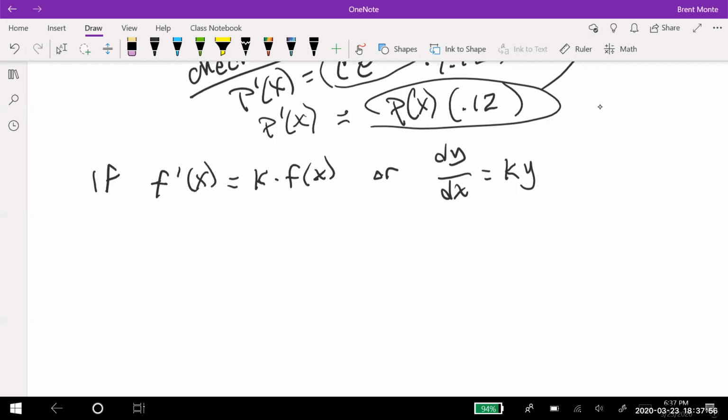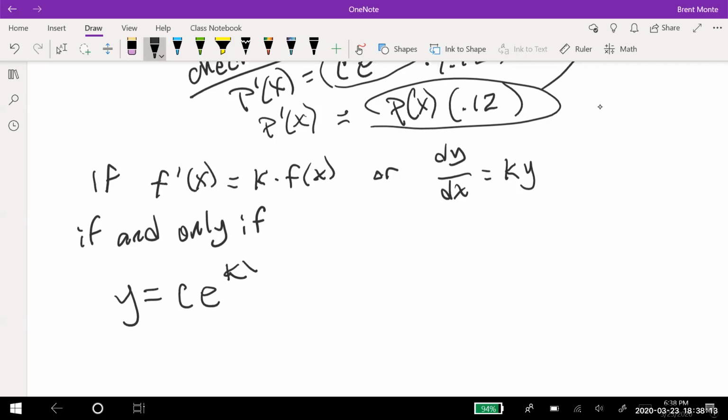This happens if and only if, which means it goes in both directions, y is equal to some constant times e to the kx. So this k up here, this growth rate, is this growth rate right here. I'm going to erase that because we want to be able to see just the formula itself.